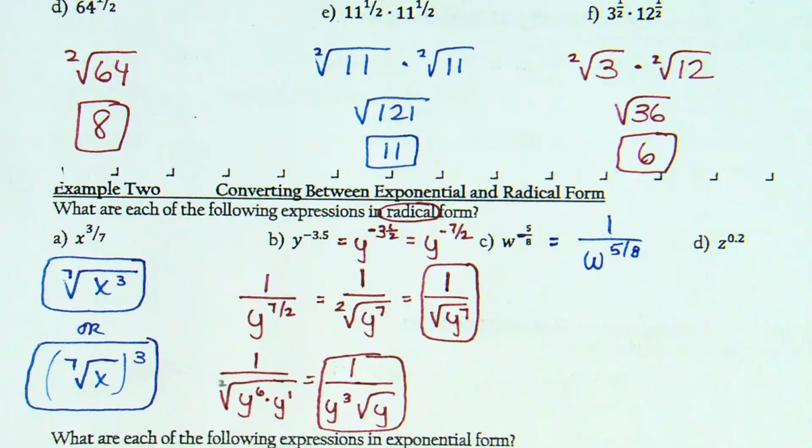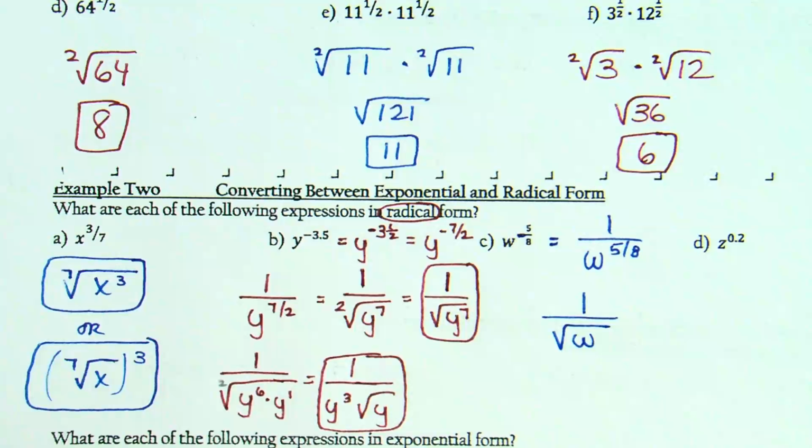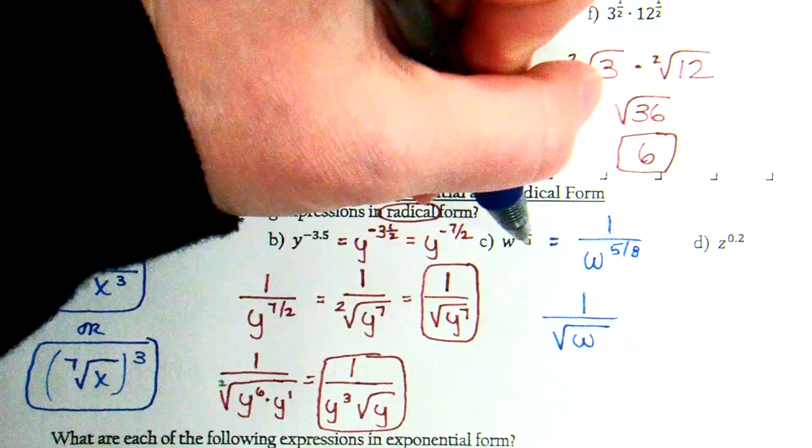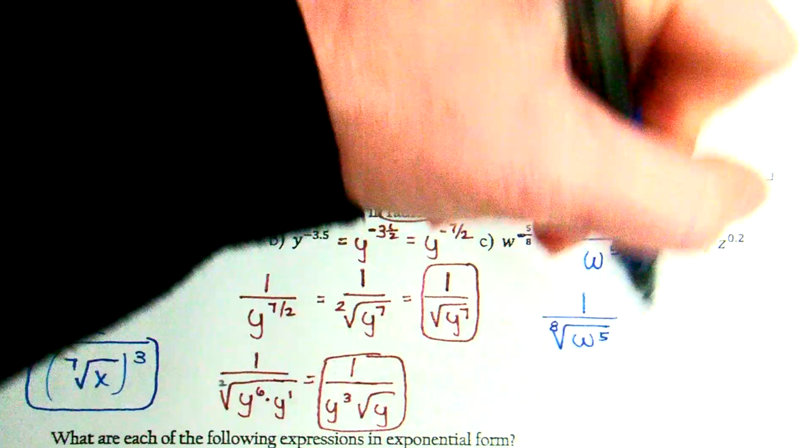Now to get it into a radical, it's 1 over something. What kind of root is that? 8's in the denominator, so it's an 8th root. 5's in the numerator, so it's a 5th power. So 1 over the 8th root of w to the 5th.